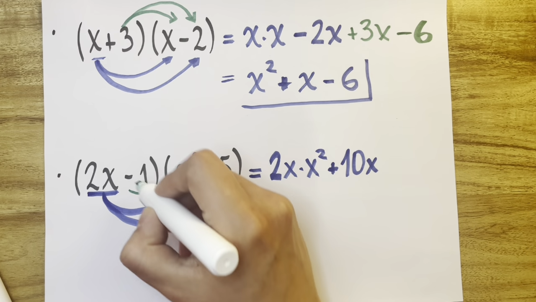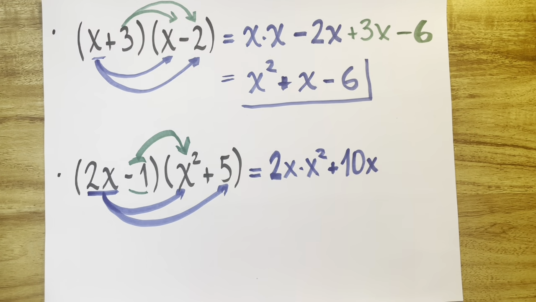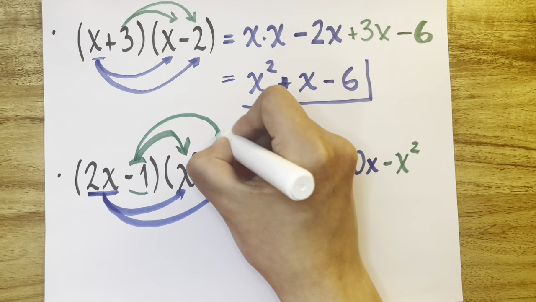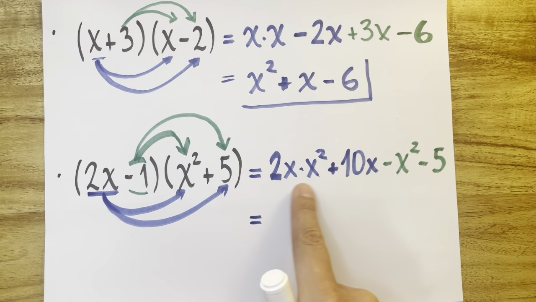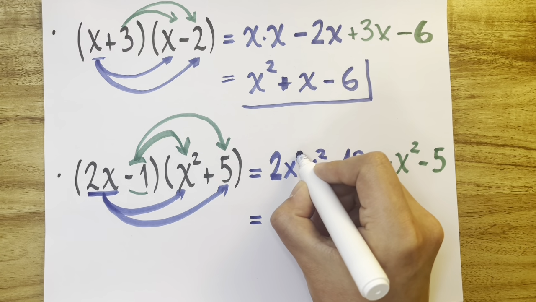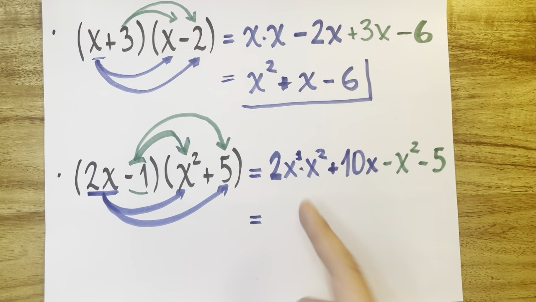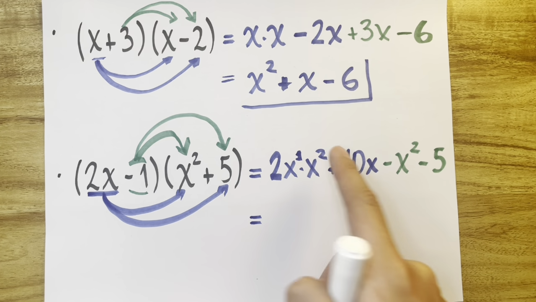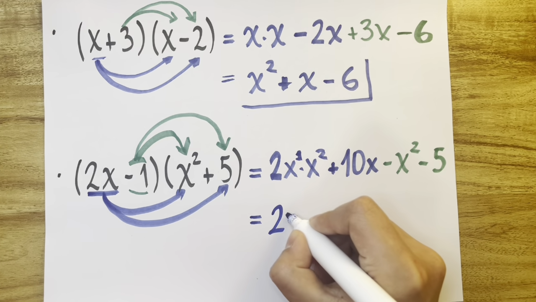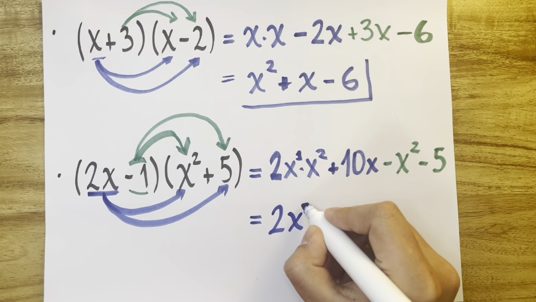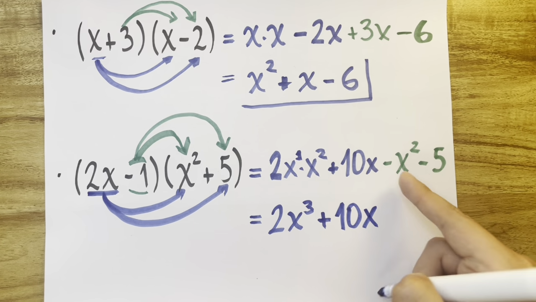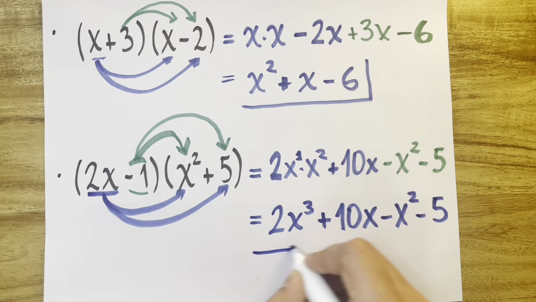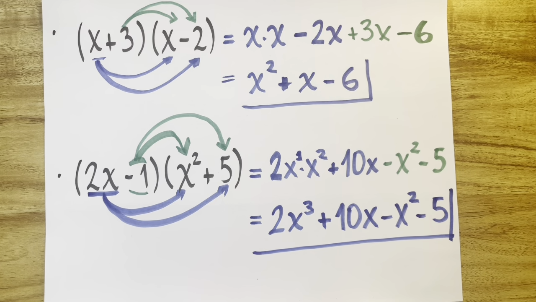Now we're going to distribute this negative 1. Negative 1 times x squared is negative x squared. Negative 1 times 5 is negative 5. So now note that we have 2x times x squared. This x is like x to the 1. So when we multiply x to the 1 and x squared, we can apply our exponent laws. So we add the exponents. So we will have 2x to the 1 plus 2, which is 3. So then we add the rest, 10x minus x squared minus 5. This is my final answer.